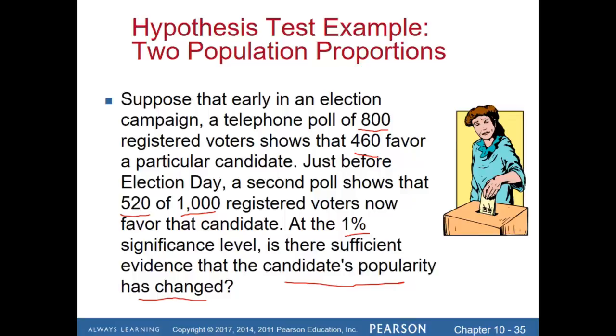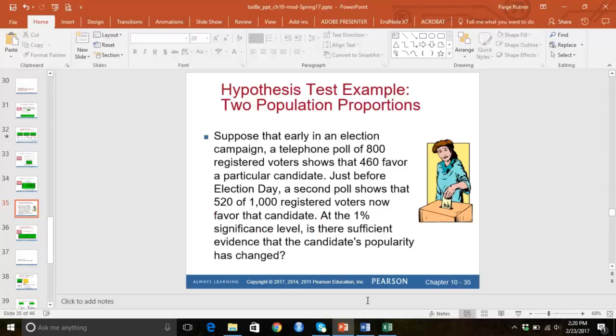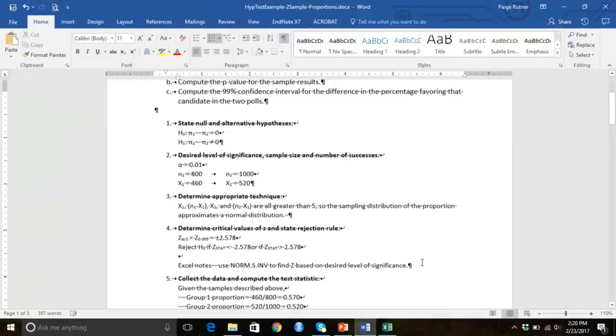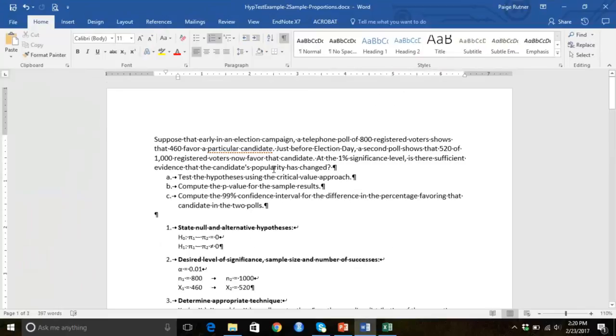We could also say, is there evidence of a difference between candidates' popularity over the two polls? But both of those different types of wordings lead us to a two-tailed test. All right, so kind of got that in mind now. Let's go ahead and I'm going to go to my write-up. And as I did with the other examples that we looked at, I'm going to post this write-up out to Blackboard for you so you can get a copy and take a closer look at these computations.